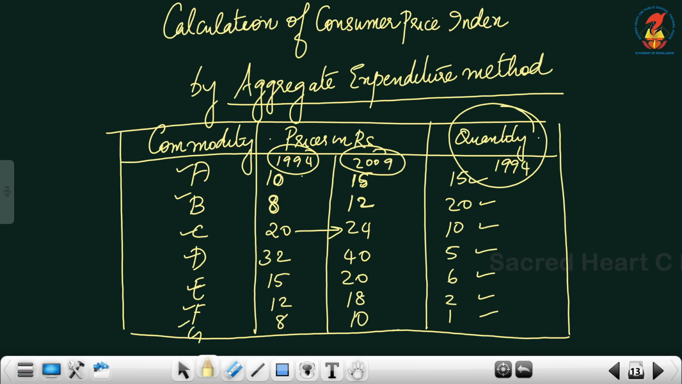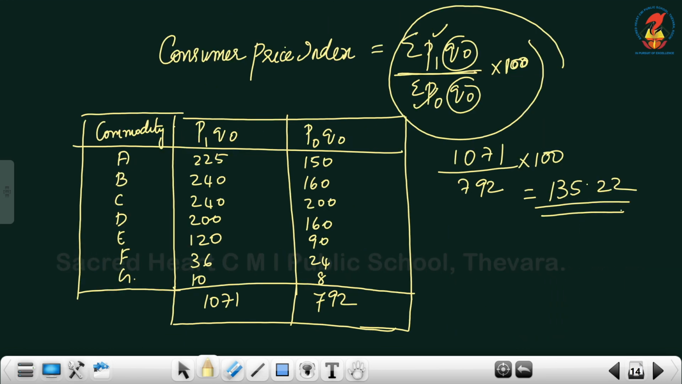So this is the P0 and this is P1 and this is Q0. Current year price is P1, base year price is P0, Q0 is the base year quantity. So P1 Q0, we have to find out the value of P1 Q0. That means the current year price has to be multiplied with the base year quantity.